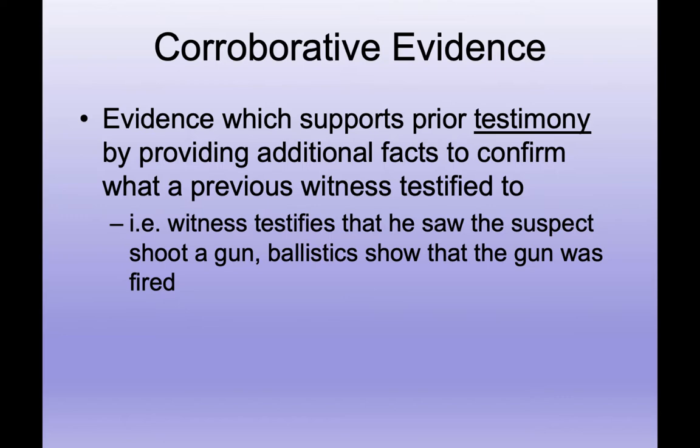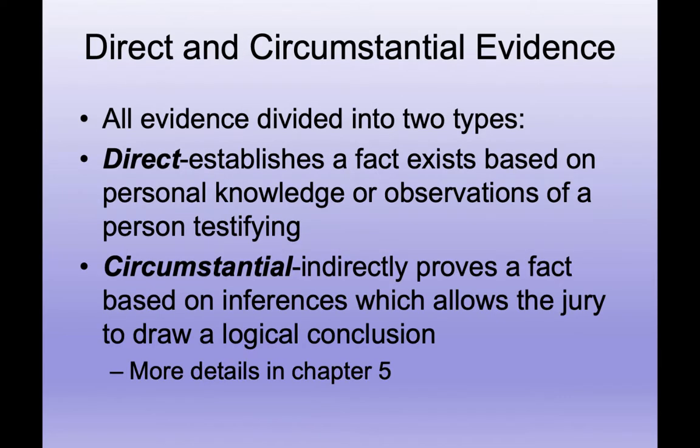That's how corroborative evidence works. Direct and circumstantial evidence. So all evidence is divided into two types. Direct evidence establishes a fact exists based on someone's personal knowledge or observations, whereas circumstantial indirectly proves a fact based on inferences. So what are we talking about here?